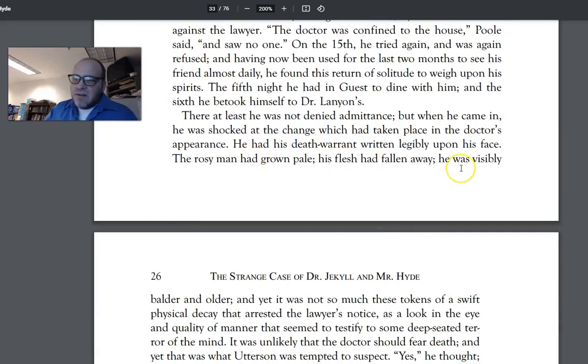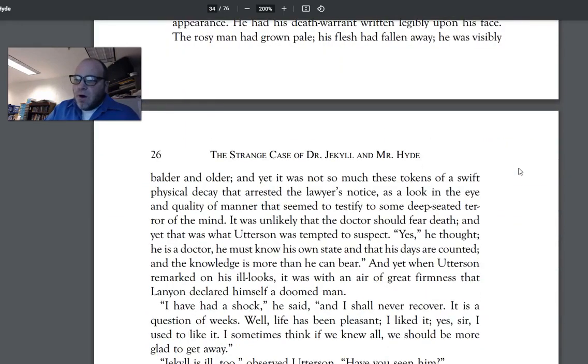He had his death warrant written legibly on his face is obviously a metaphor. But it looks like Lanyon's dying. I think that's clearly what he's saying here. The rosy man had grown pale. His flesh had fallen away, so he'd lost weight. He was visibly balder and older. He'd lost hair. He'd looked aged.